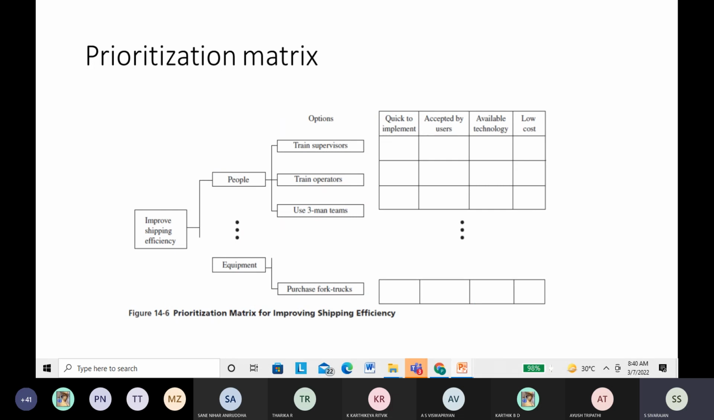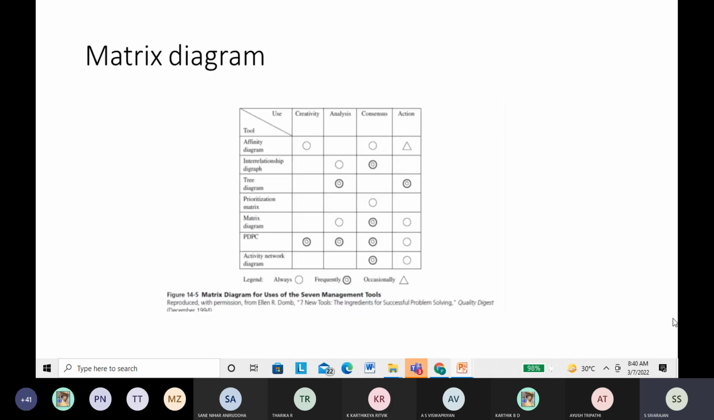And the next is prioritization. In this matrix diagram, we are not using any weightage. We are just trying to relate whether they are related or not. We are not using any weightage to say which among the four is very important. All are not equally important. It will only give a vague idea of how they are related.